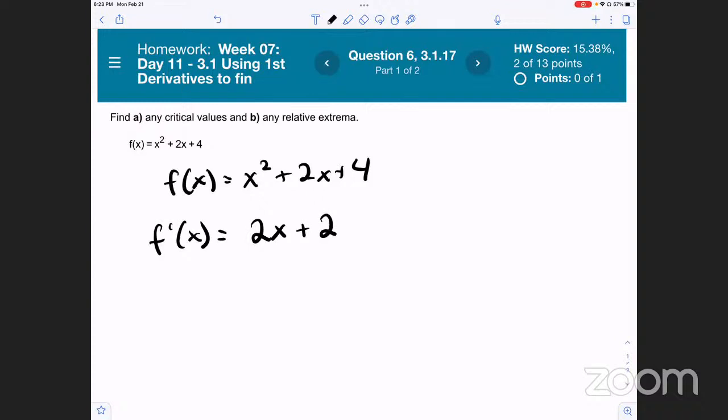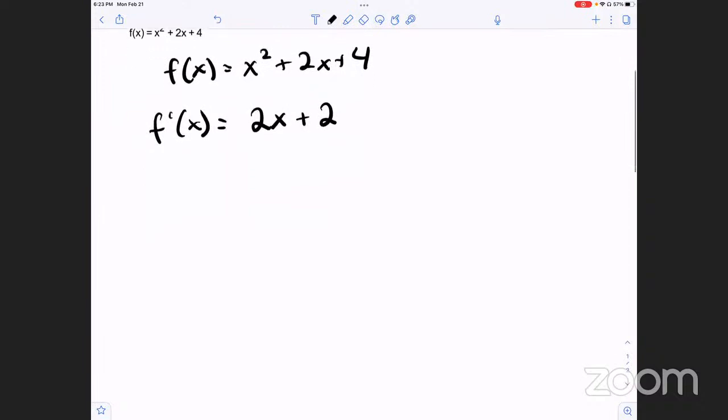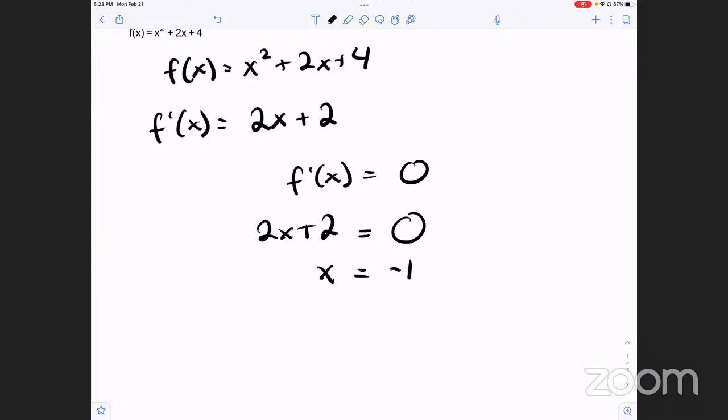So then the critical values are going to occur when the first derivative is 0 or does not exist. There aren't any x's that are going to make this not exist. So what we're going to do is set f prime of x equal to 0 and solve. So if we have 2x plus 2 equals 0, x equals -1. Right?